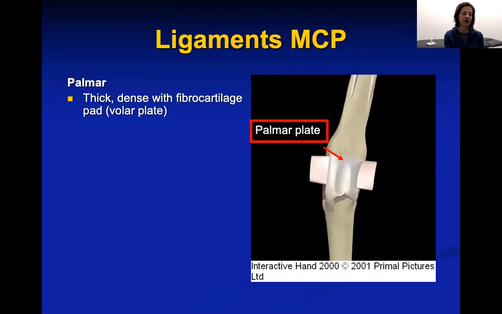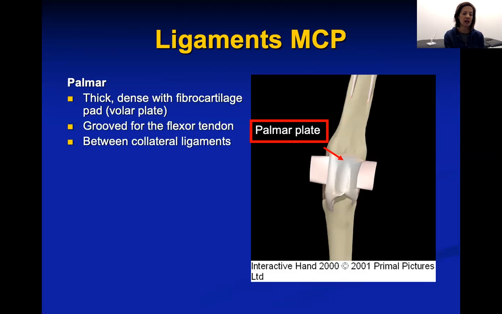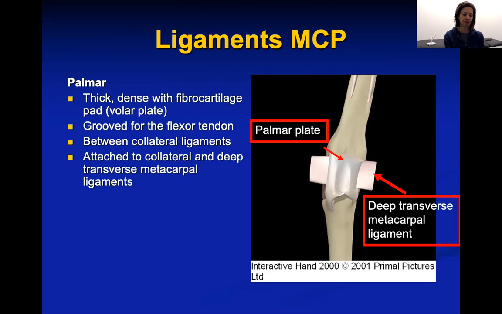So palmar, they are thick, dense, fibrocartilaginous pads, which are the volar plates. The volar plates are the palmar plates, and they are grooved for the flexor tendon. They are between the collateral ligaments, and they attach to the collateral and deep transverse metacarpal ligaments. So they have these deep transverse metacarpal ligaments in between.